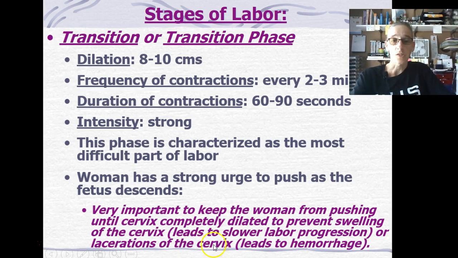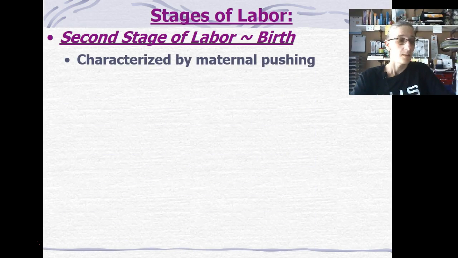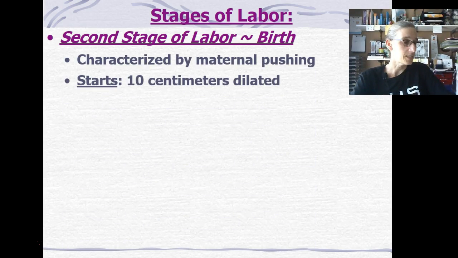And also can cause some lacerations to the cervix, which can lead to hemorrhaging. Okay. Now we get to go to the second stage of labor. Remember, the first stage was until 10 centimeters dilated. Now we get to go to the second stage, which is birth. It's from 10 centimeters to birth.